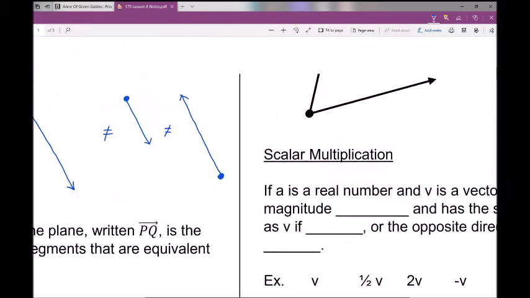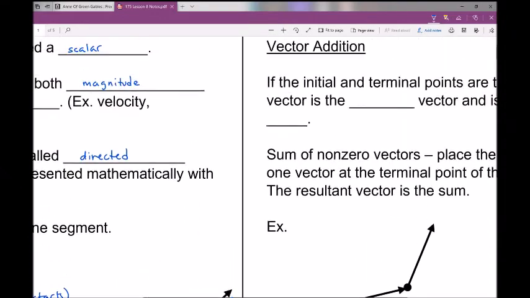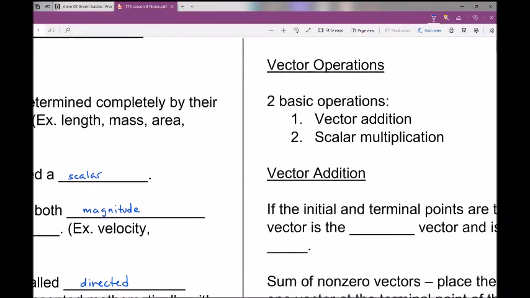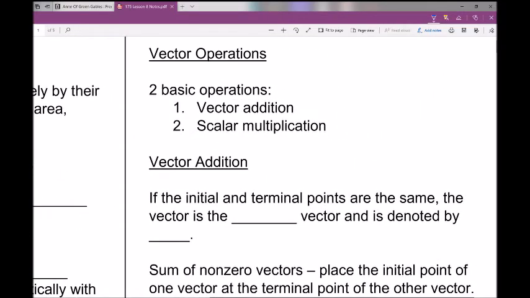Okay, so we're going to talk now about some vector operations. Of course, those were just some definitions. Now we're going to get into actually doing math with vectors, because vectors are really important in your applied maths. You might see them later if you take Calculus 3 and linear algebra as well. So with vectors, we have two basic operations. We have addition and we have scalar multiplication.